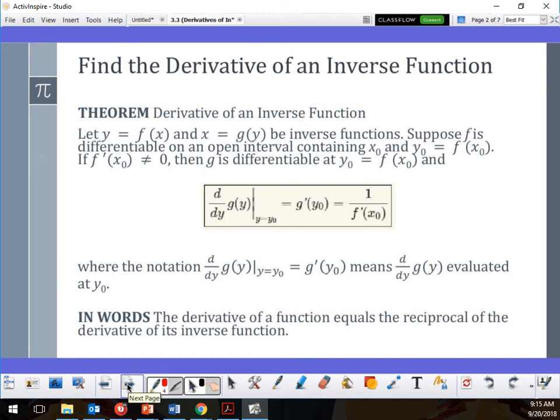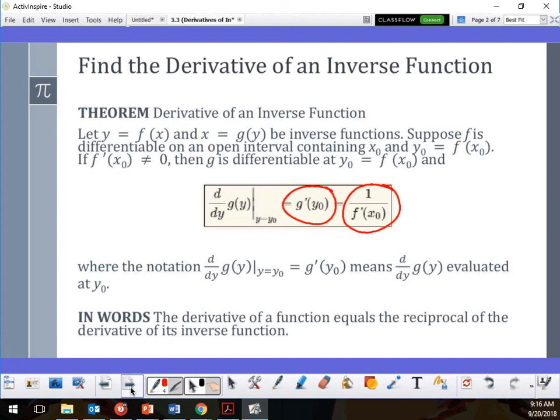Okay, so when we look at this, I know this is rough right here, but I want you guys to pay close attention to this piece right here. So this piece says g prime of y naught is equal to 1 over f prime of x naught. So your initial x and initial y. These are reciprocal. So when you have this, you have your x value here, you have your y value here. Notation's weird, okay? But after we do the first problem, you'll be like, oh, it's not that bad.